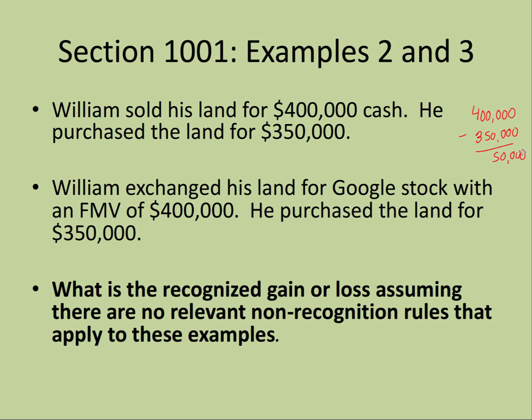William exchanges his land for Google stock with the fair market value of $400,000. He purchased the land for $350,000. This is going to be the same result. The difference between these two transactions, William has a sale, and under Section 1001 has a realized gain or loss of $50,000. The second transaction, William has an exchange or other disposition. But in both, there's a realized gain or loss. What is the recognized gain or loss out there? Well, I'll tell you right now, there's no provisions in the code with respect to these two examples that allow for non-recognition.